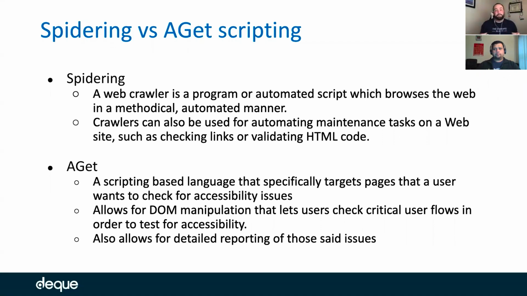So AGet, being a scripting-based language that can specifically target a page itself for accessibility issues, that's what this does. It's going to scan your content for it, right? It allows for DOM manipulation, so I can actually do my critical user flows with AGet, and it also allows for detailed reporting of those said issues. And that's the real aspect you get from AGet versus spidering. Spidering, yes, it'll give you that whole entire list of everything in it. It'll say, hey, your links are broken, you have invalid HTML code, and oh yeah, there's some accessibility issues, right? AGet's going to give you those details down in your critical flows of what the accessibility issues are. So that's your difference between spidering and AGet.